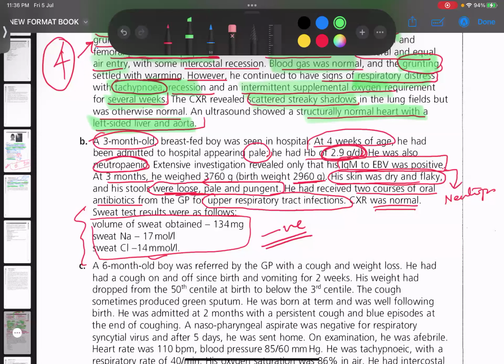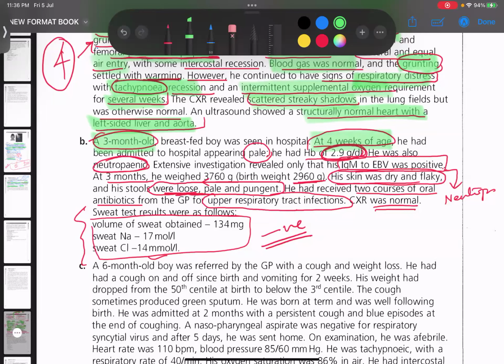Sodium concentration, no sweat sodium. Chloride concentration, sweat chloride concentration. Chloride concentration, yes.